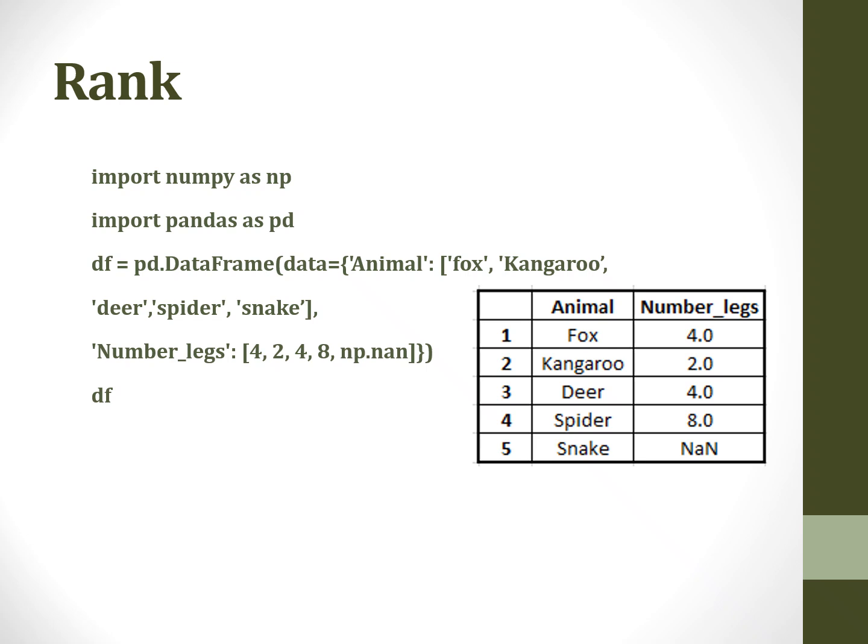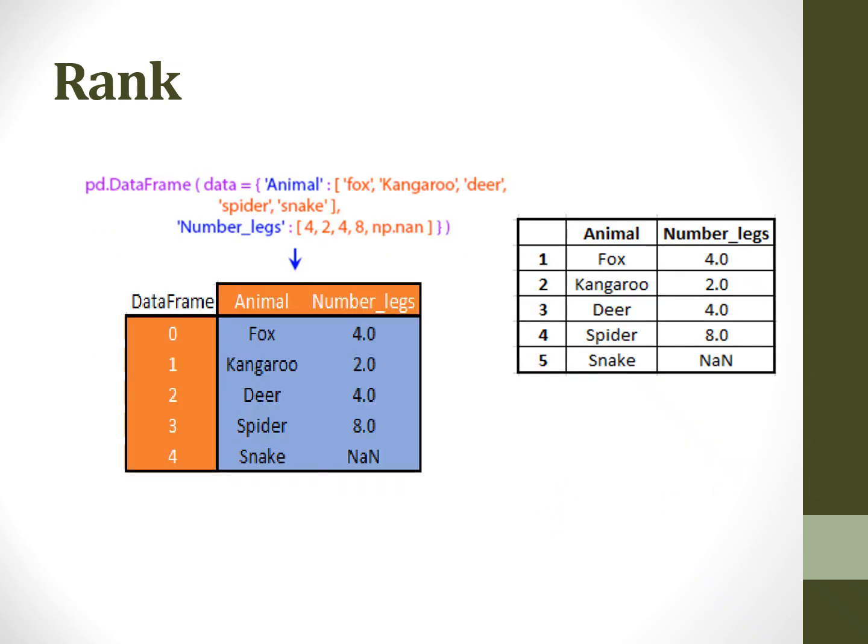Okay, so we'll see an example for this rank. We are creating a data frame with the column name animal. You have fox, kangaroo, deer, spider, and snake. And we are assigning the number of legs as 4, 2, 4, 8, and not a number. If you print the data frame, it is printed like this. The same thing is shown over here.